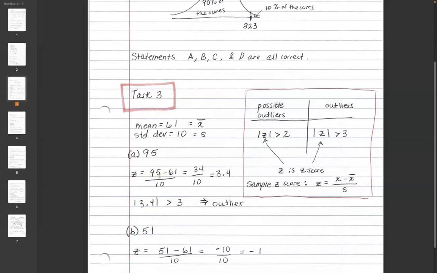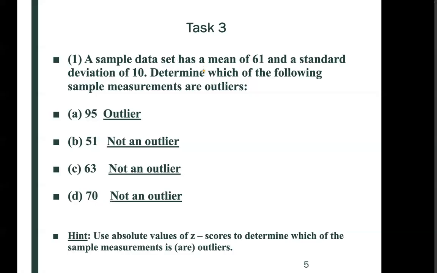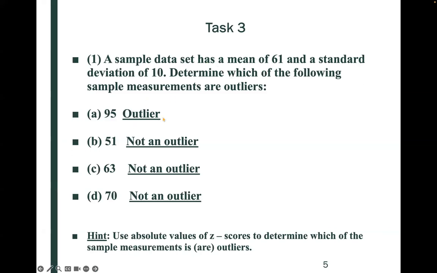So that's going to be 95 minus the mean, which is 61, divided by 10. So 95 minus 61 is 34, and that divided by 10 is 3.4. So if we take the absolute value of 3.4, that's going to be positive 3.4, and that's greater than 3. So that means that 95 is an outlier in this sample data set. And that aligns with the correct answer.